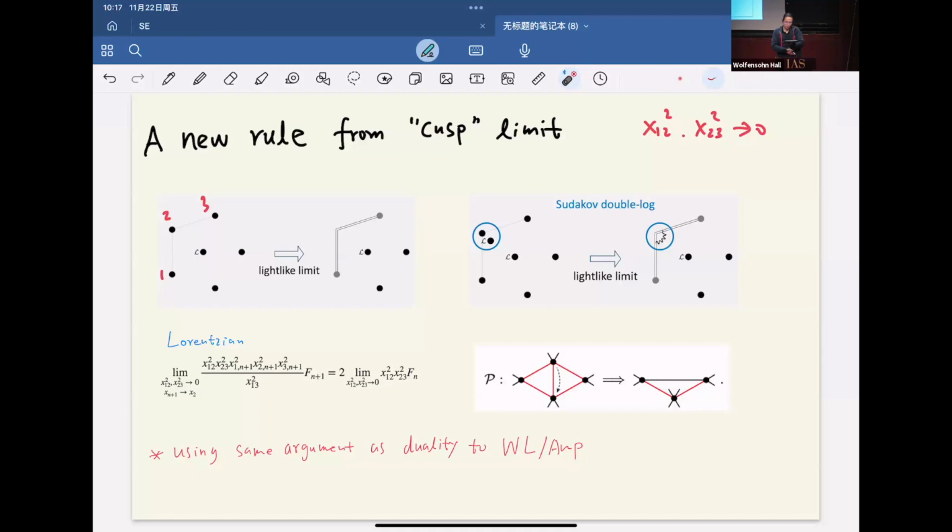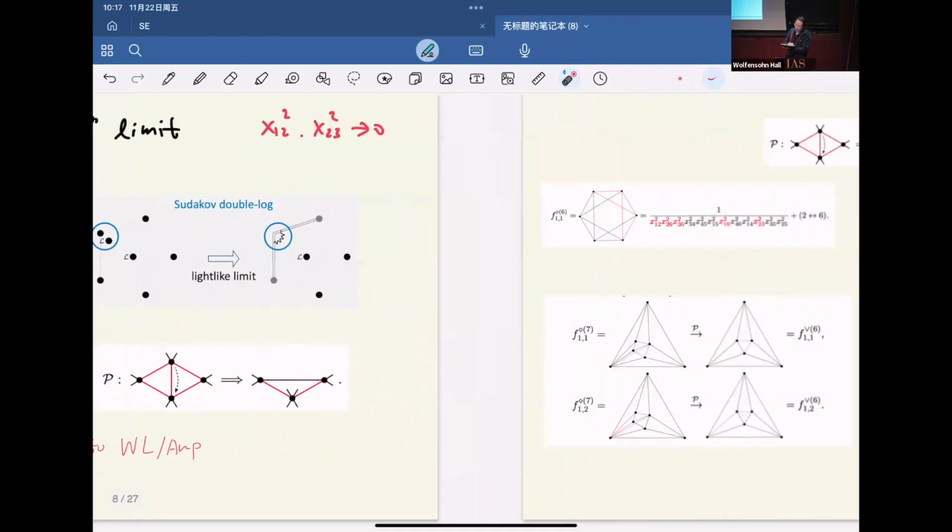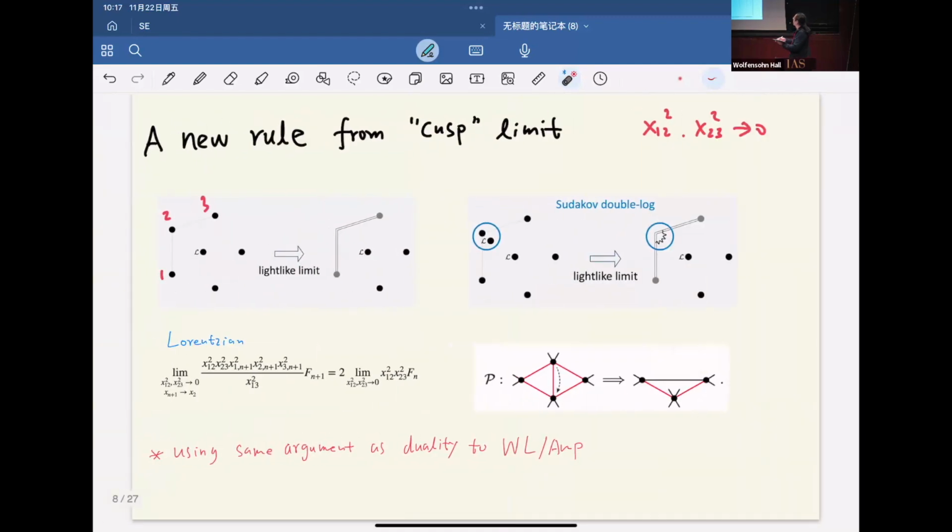And we have a conjecture that maybe this is sufficient to all loops for the planar case, but we don't have evidence beyond 11 loops. So I don't want to go through the details of deriving this rule.